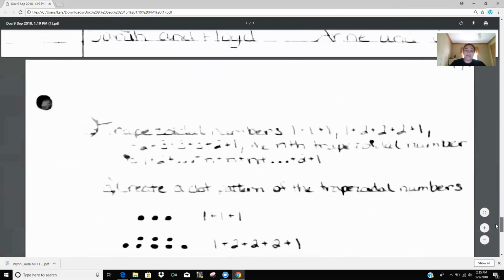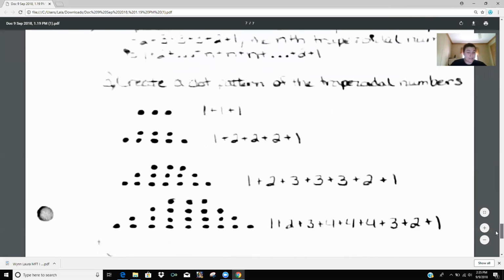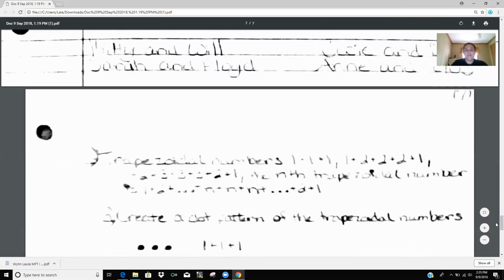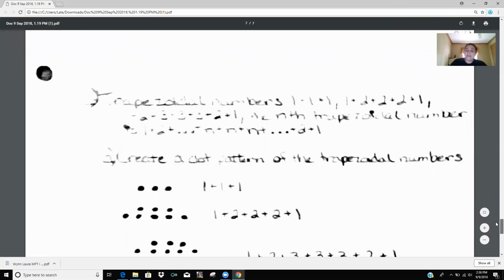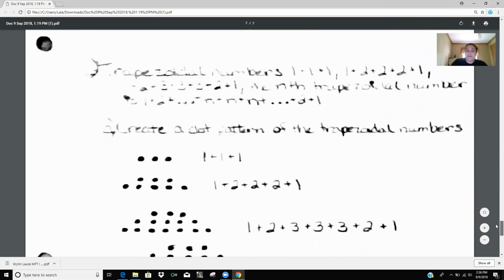Now, problem 6 is the trapezoidal numbers. Kind of sounds a little scary, but it's not too bad. So the trapezoidal numbers it gives us is 1 plus 1 plus 1, 1 plus 2 plus 2 plus 2 plus 1, and 1 plus 2 plus 3 plus 3 plus 3 plus 2 plus 1. The nth trapezoidal number is, we've got to figure it out. So they want us to create a dot pattern of the trapezoidal numbers they gave us and then figure out what the next one possibly could be.